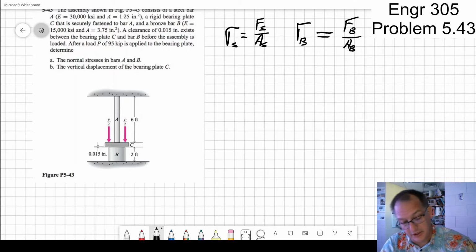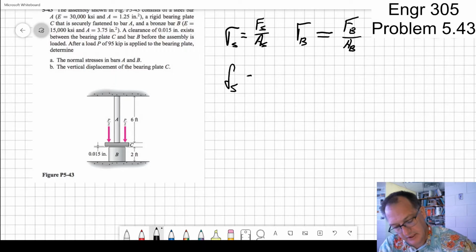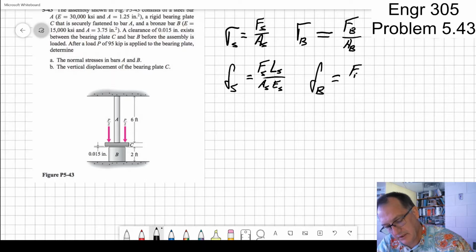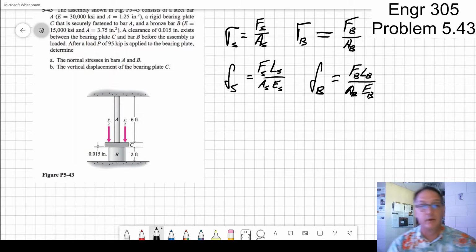And then I have my two deflection equations. The deflection of the steel is equal to the force in the steel, length of the steel, divided by area of the steel and Young's modulus for the steel. The deflection in the bronze is equal to the force in the bronze, the length of the bronze, divided by the area of the bronze and the Young's modulus for the bronze. Now we get to the creative part. There is a force relationship that we have to come up with.